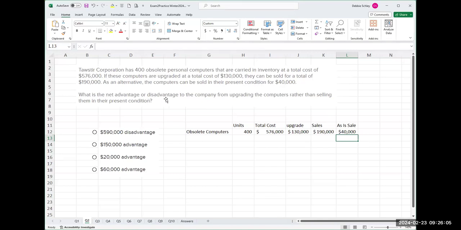What is the net advantage or disadvantage to the company from upgrading the computers rather than selling them in their present condition? So they want to know how much more am I going to make if I upgrade them versus not upgrade them. So if I upgrade them, so right now I know my profit without upgrading them is 40,000. So what is my profit for upgrading?